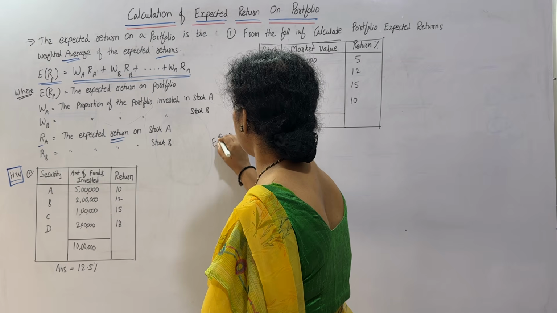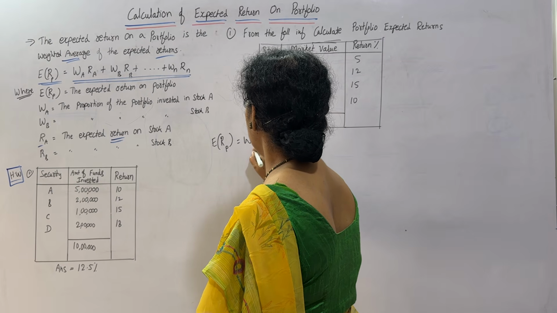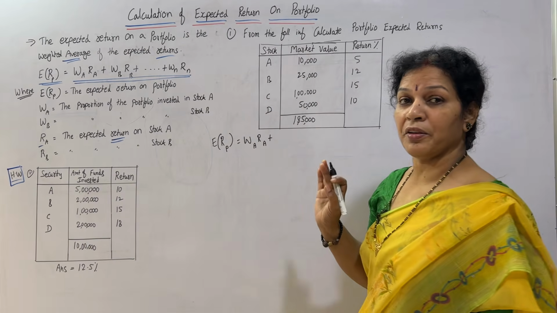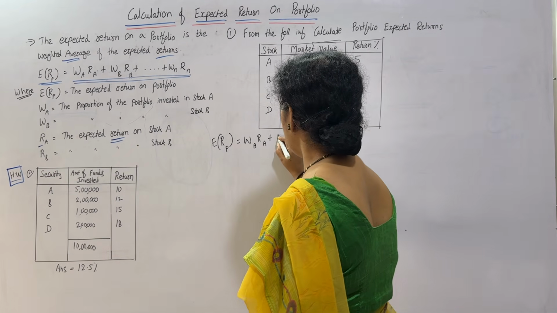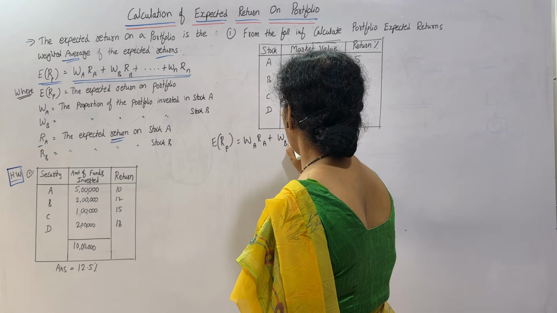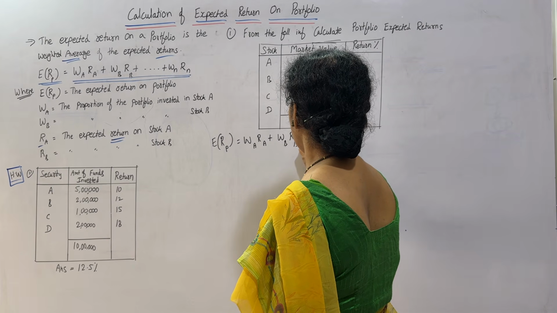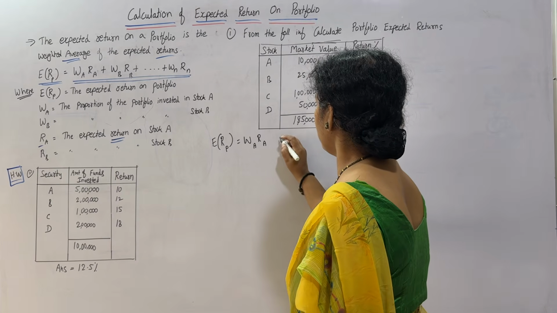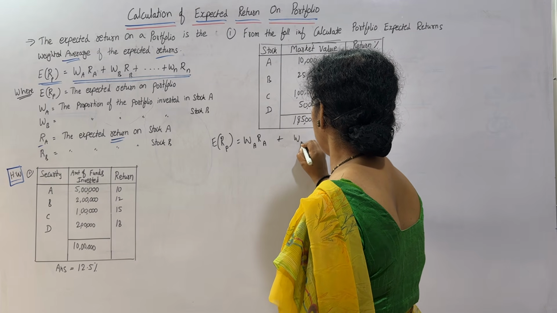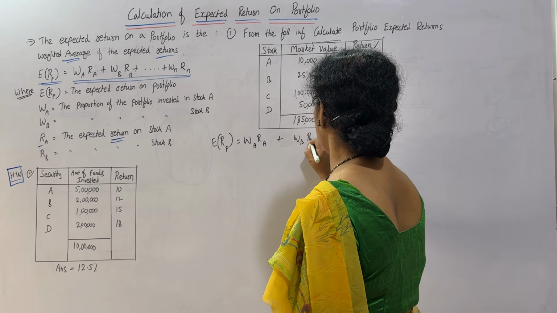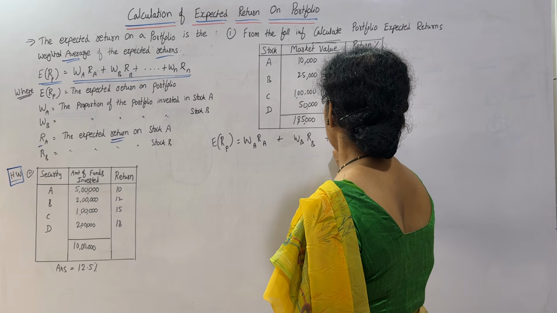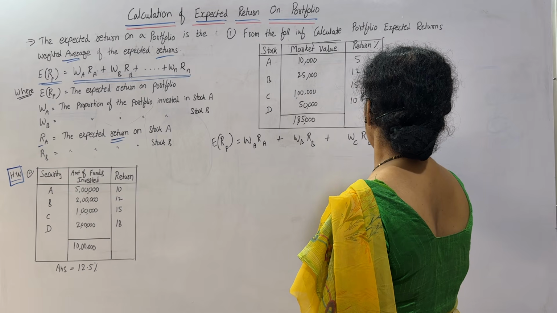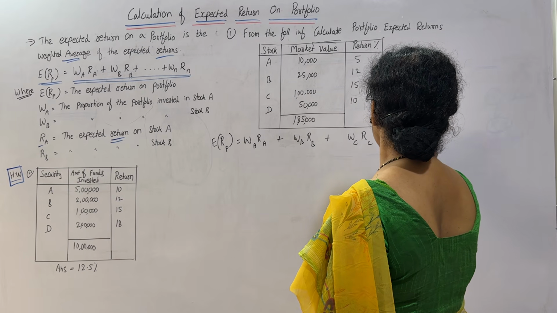ERP, expected rate of return, is equal to WA RA plus, how many projects are there? 4 projects are there. So I'll write WB RB plus, I'll give a gap, WB RB plus WC RC plus WD RD.